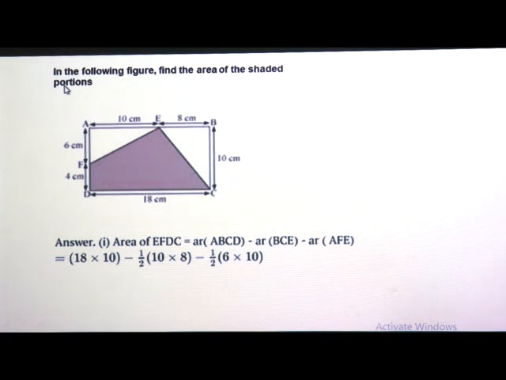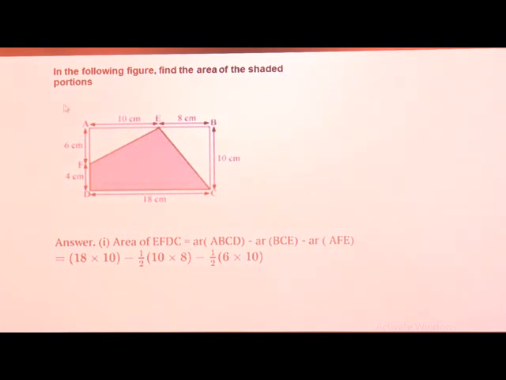Now, we have one more figure: in the following figure, find the area of the shaded portion.